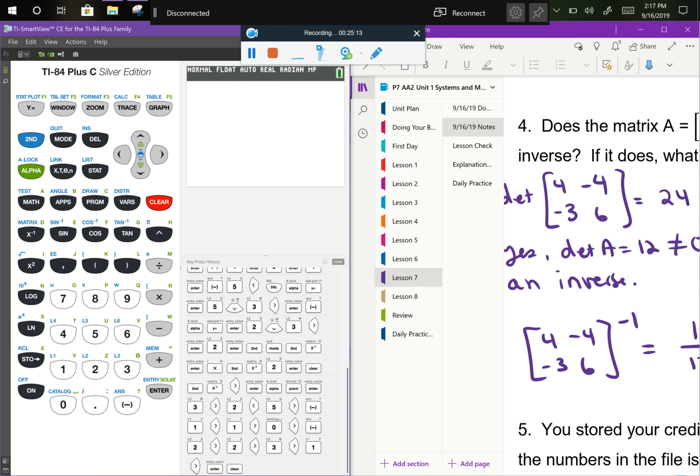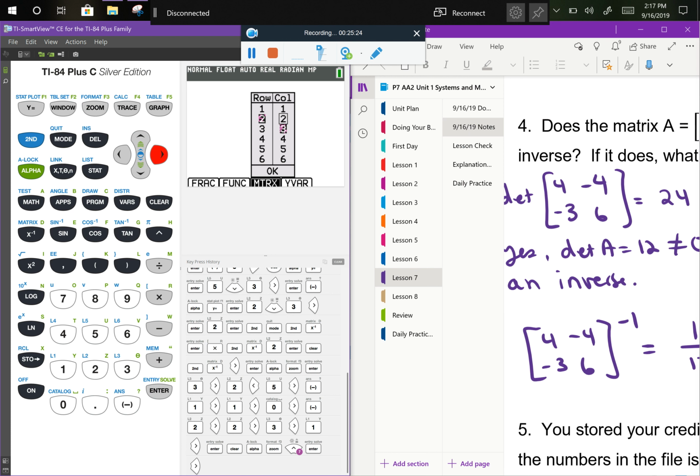So the original matrix was a 2 by 2. So I'm going to go in and make a 2 by 2 matrix on my screen using that shortcut key because this is not a matrix that I have to reuse. Single-use matrices I usually do this way. All right, so then you put in the original matrix.